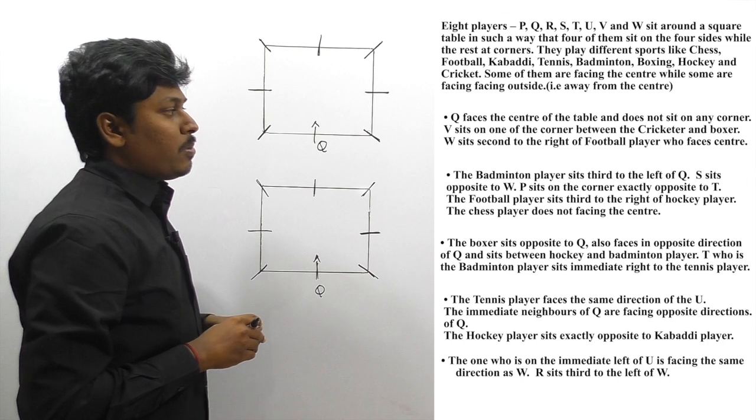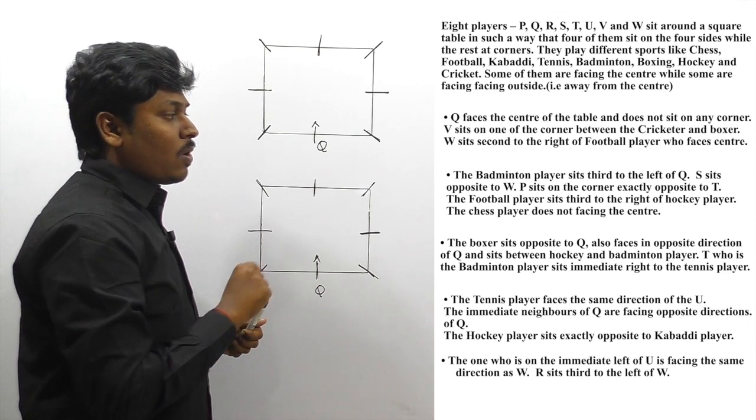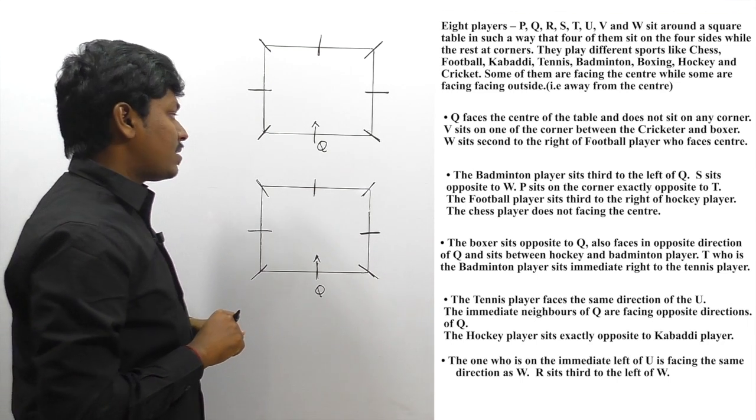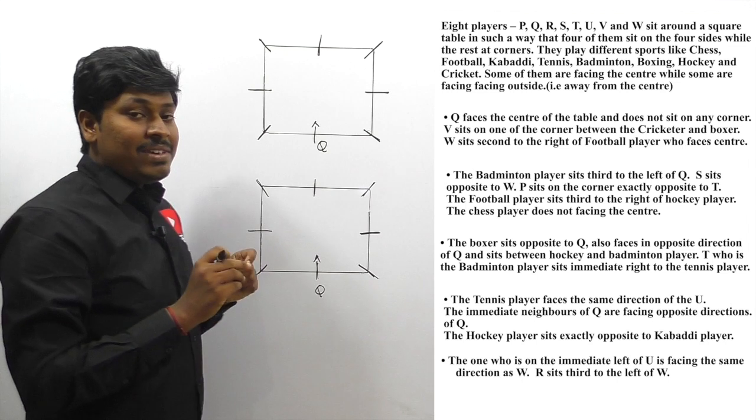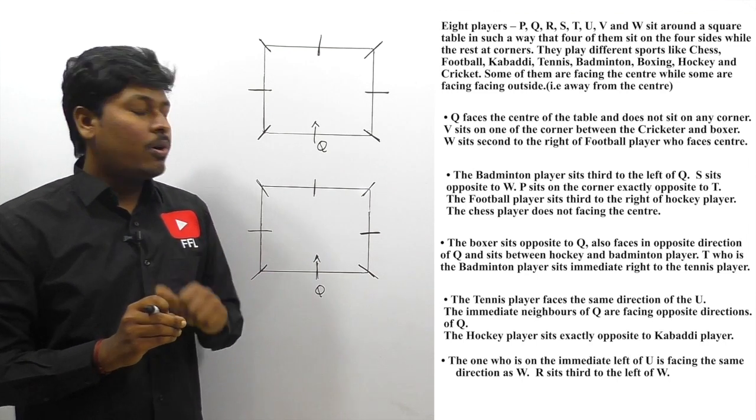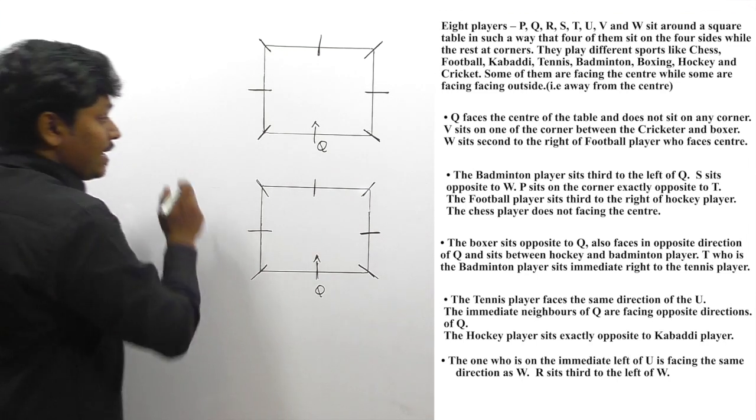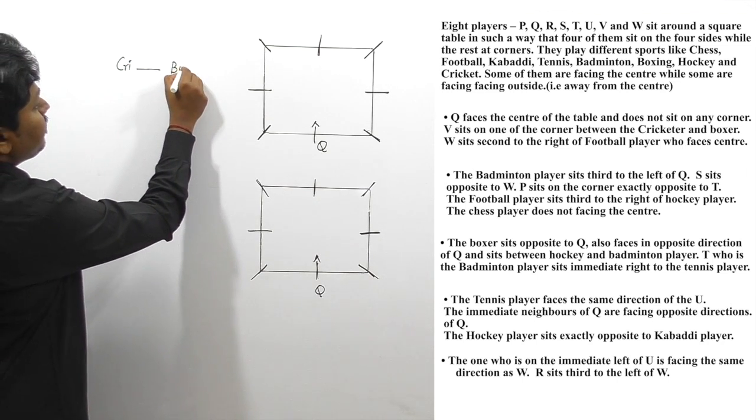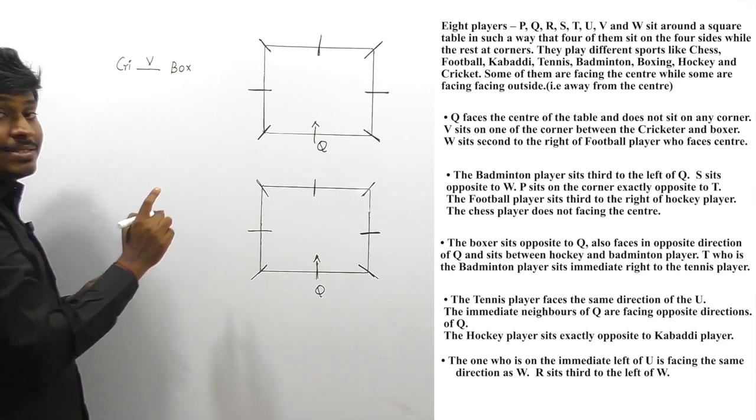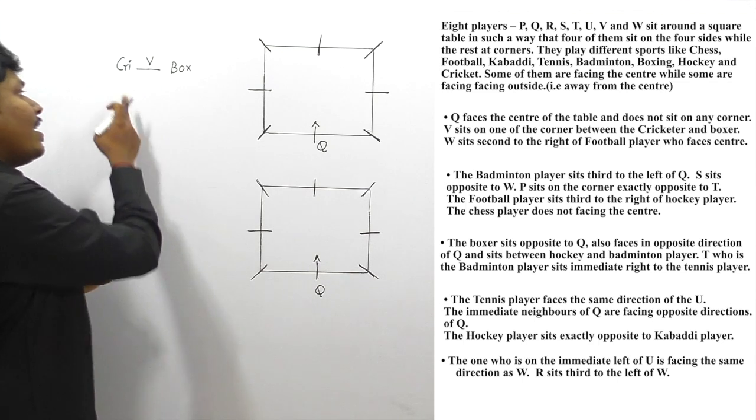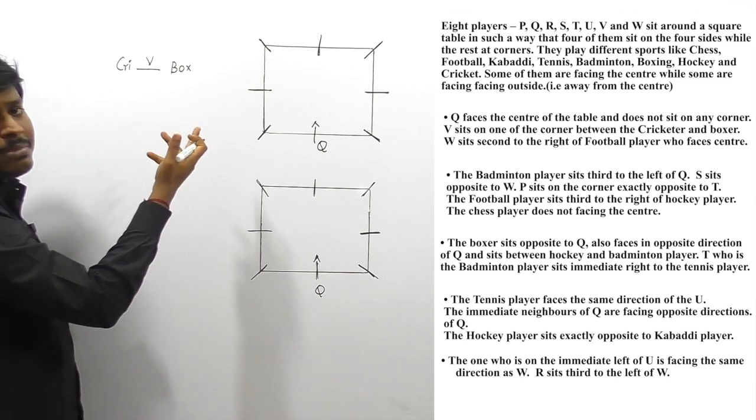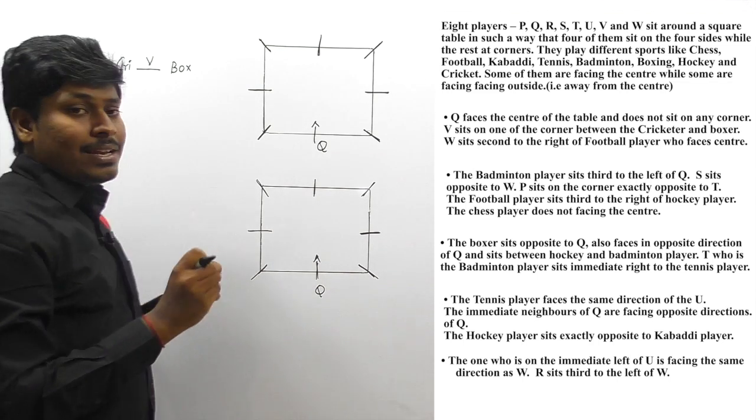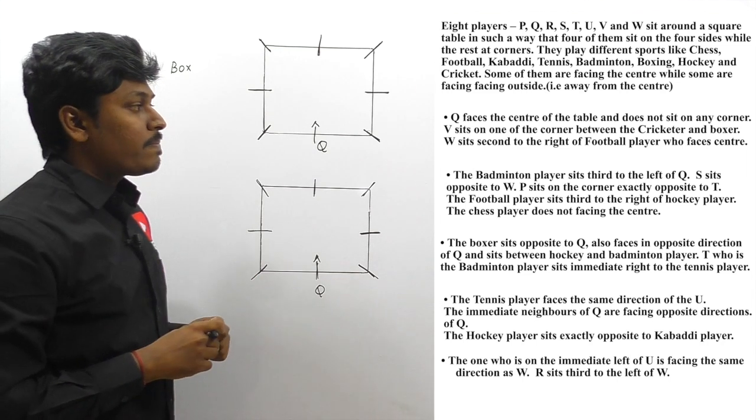Second point, V sits at one of the corners between the cricketer and the boxer. So they have said that V is sitting between a cricketer and a boxer. Let me take this as a clue: between the cricketer and the boxer, the person V is sitting. Either the boxer can be here and the cricketer here, but V sits between them.